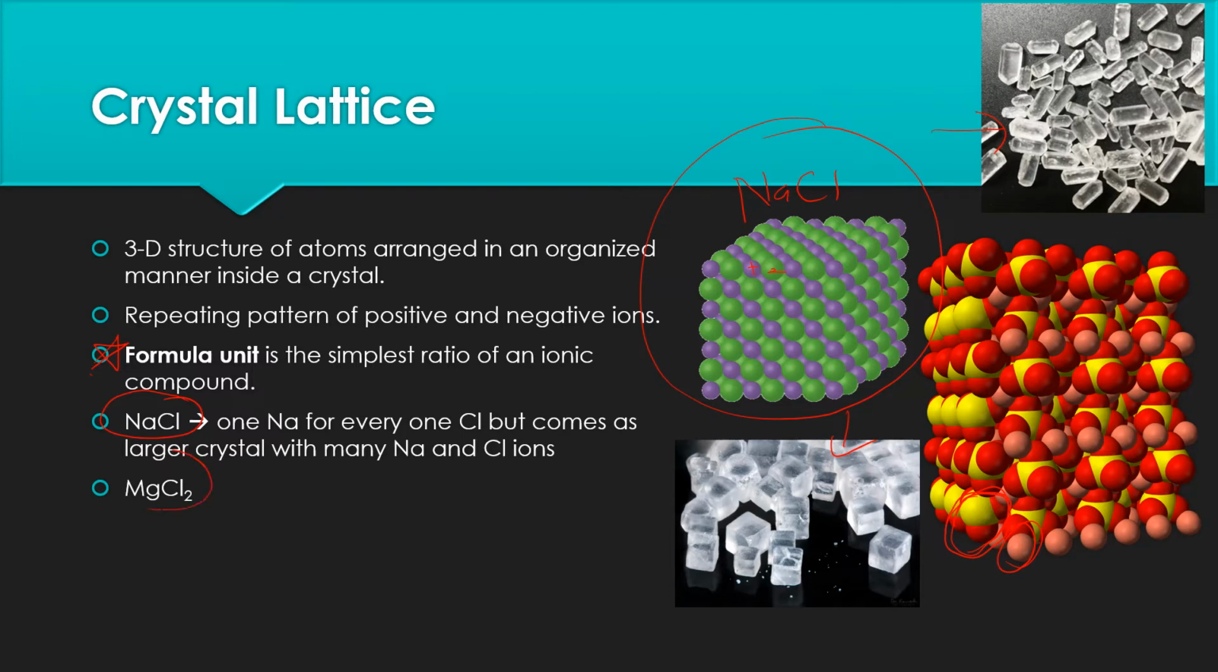If we looked at something like MgCl2, magnesium chloride, we have one magnesium for every 2 chlorine. So we would have a different ratio for that crystal structure, right? 2 chlorines for every 1 magnesium. But we would still see that repeating pattern of the positive surrounded by negatives, and then our negative ions surrounded by positives. So we get this repeating positive-negative pattern.